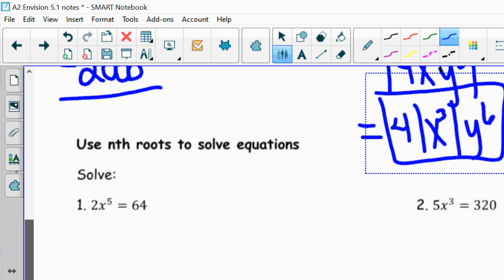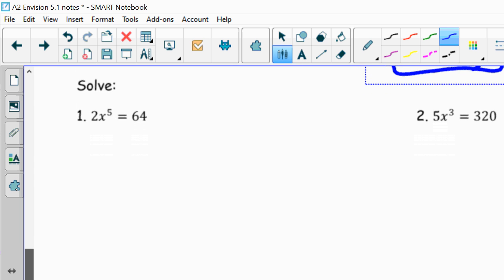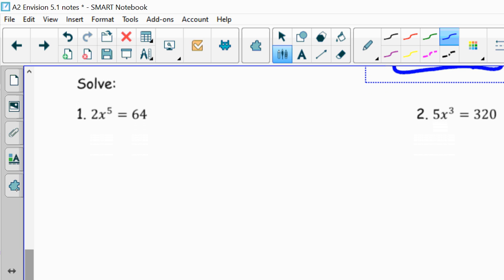Now we're going to look at using nth roots to solve equations. We're going to solve just like we always have. Our goal is to get the x all by itself. So number 1, 2x to the 5th equals 64. The very first thing I want to do is get rid of that 2. So I'm going to divide everything by 2. So then I get x to the 5th equals 32.